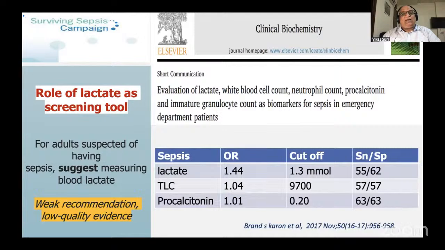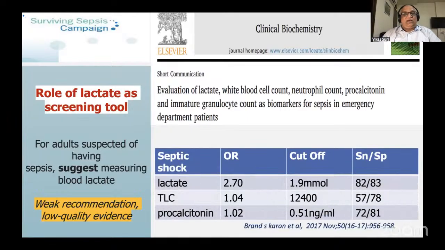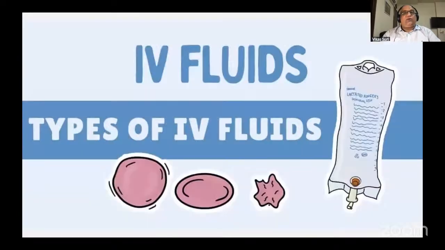Well, this study by Brian et al. in 2017 evaluated the 3 biomarkers for sepsis, that is lactate, leukocytosis, and procalcitonin, and they found that a lactate level of more than 2 millimole predicted sepsis better as compared to leukocytosis and procalcitonin. Similar results were found in predicting septic shock, and lactate outperformed leukocytosis and procalcitonin. Many biomarkers have been studied, but lactate has probably stood the test of time, and at this moment it is the recommended one.